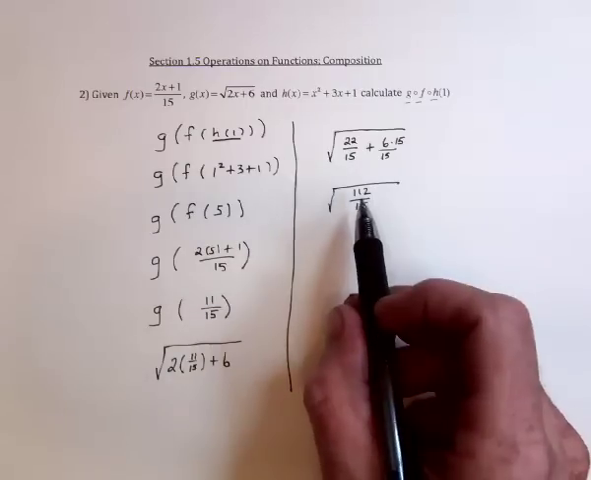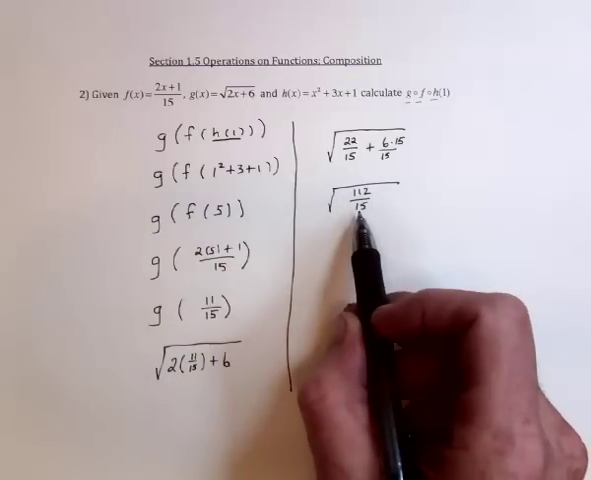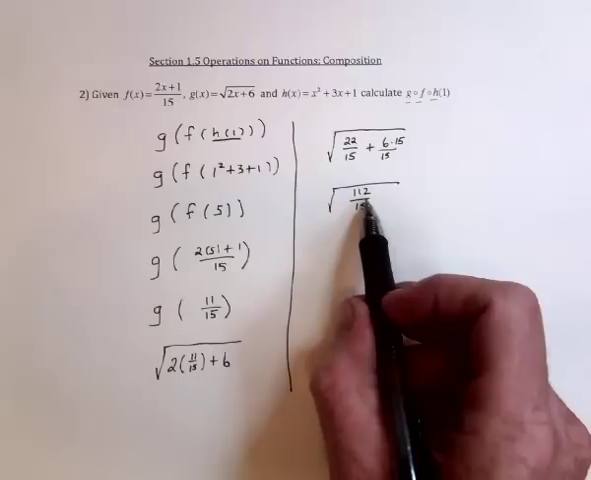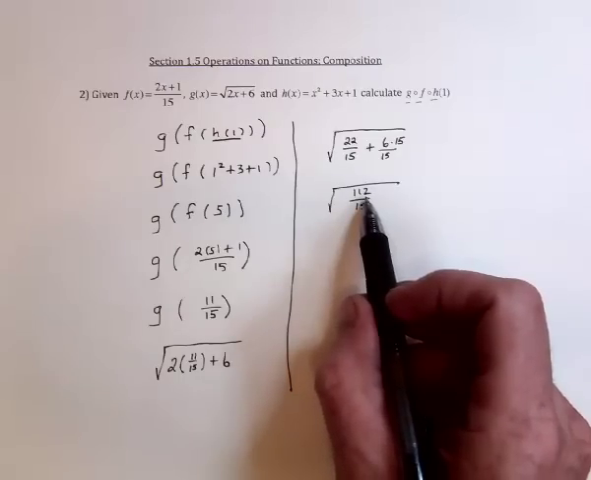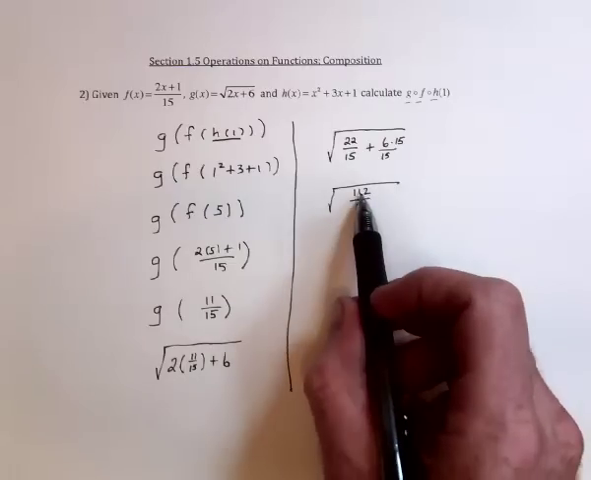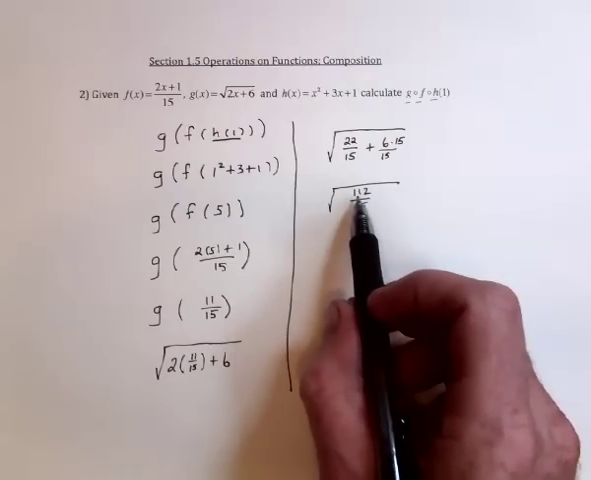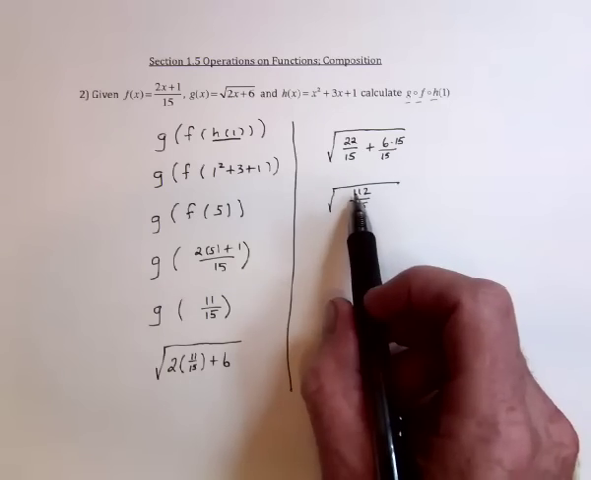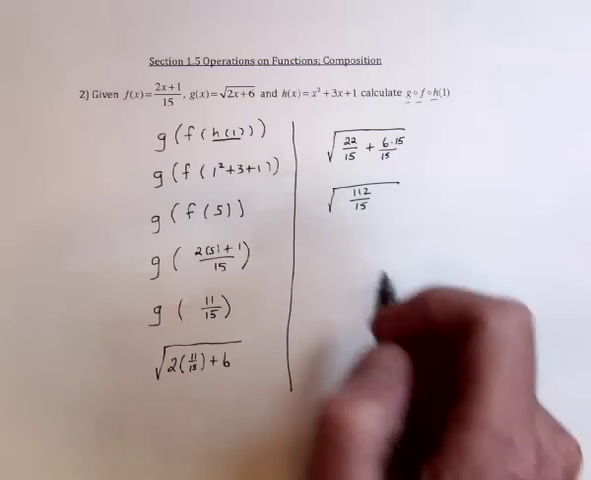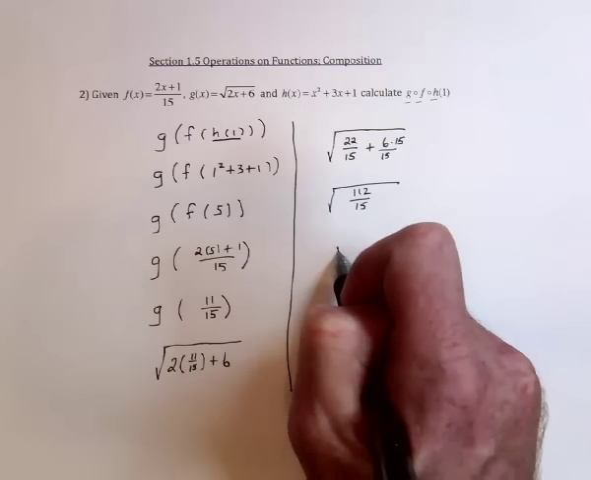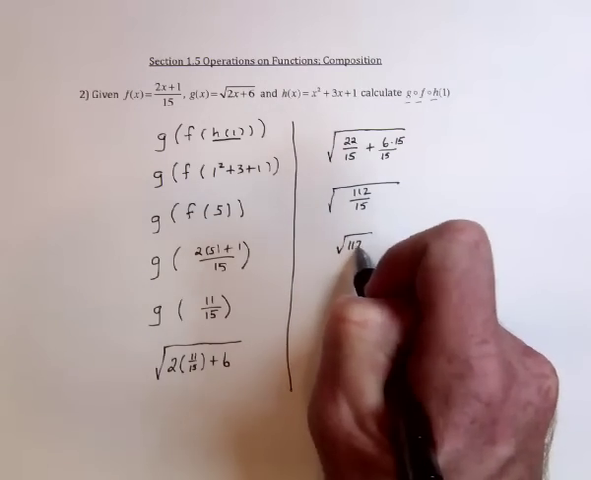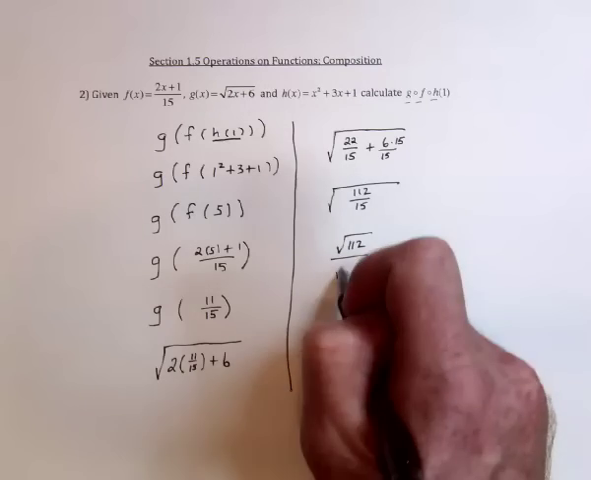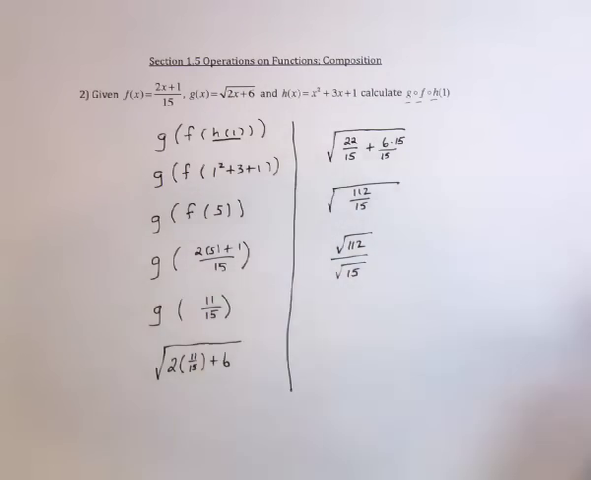Then can we reduce? Well, 15 can be divided by either 3 or 5. That doesn't end in a 5, so I know that I can't divide 5 into a 112. And the division rule for 3 is take these digits 1, 1, and 2, add them up, which would be a 4. And if that's a number that can be divisible by 3, then the 112 can be divisible by 3. But when you add them up, it's a 4, which is not divisible by 3. So we've got the square root of 112 over the square root of 15.